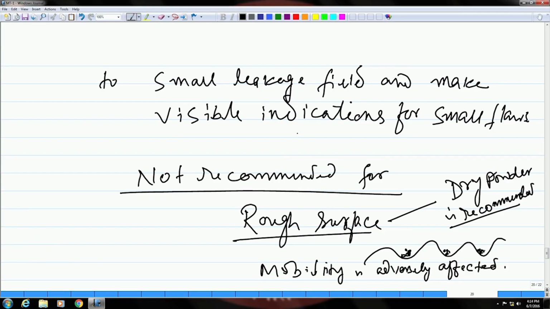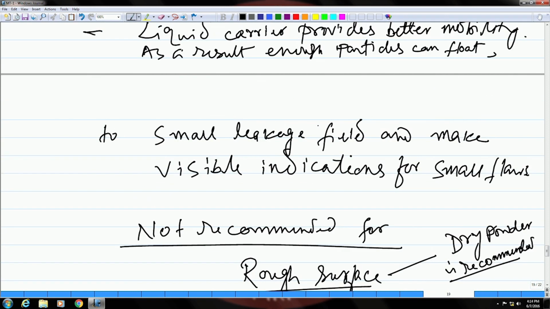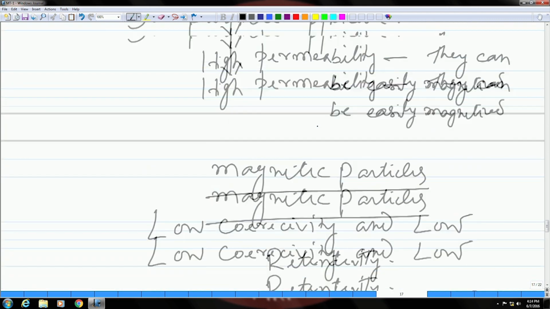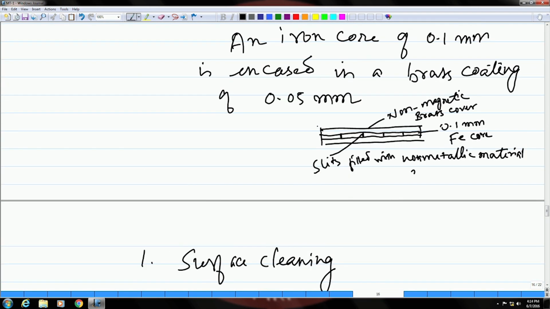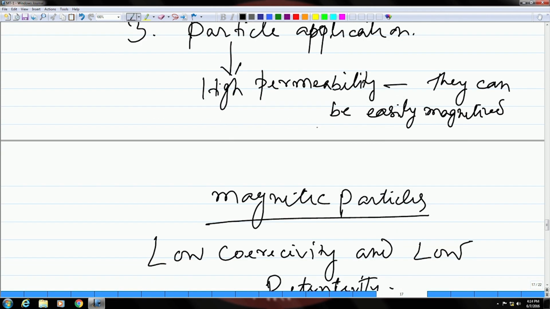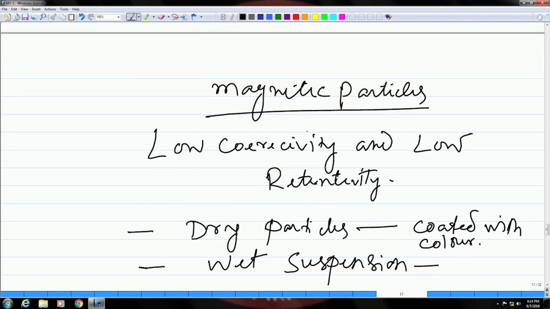If you recollect, in the last class we discussed the types of particles which are used and the properties of these magnetic particles which are used for magnetic particle testing. So, let us take a quick recap as we always do before proceeding today.